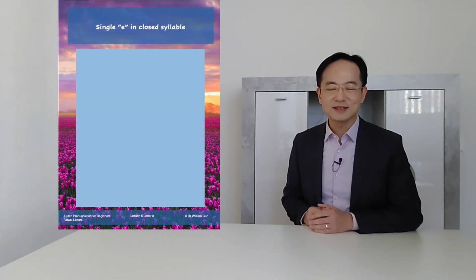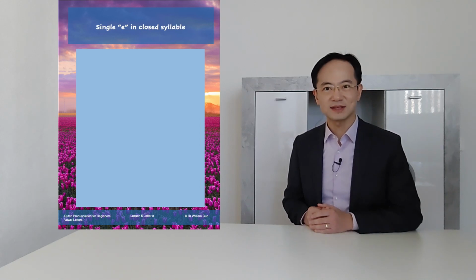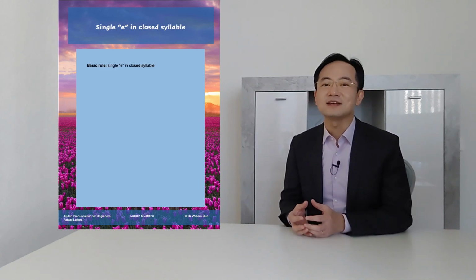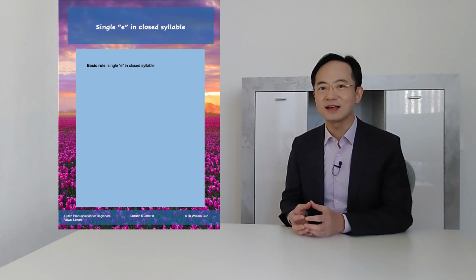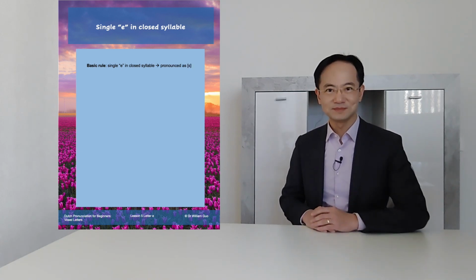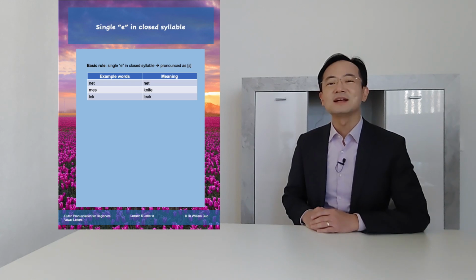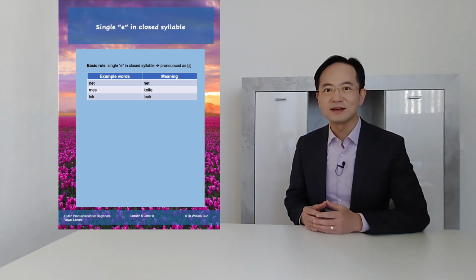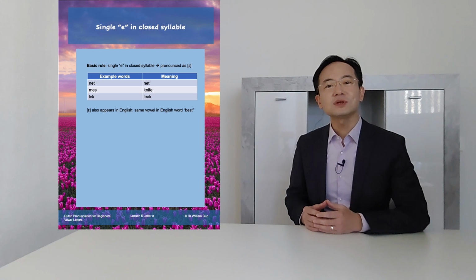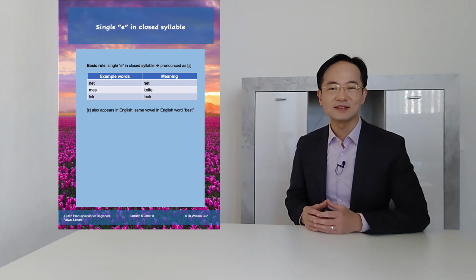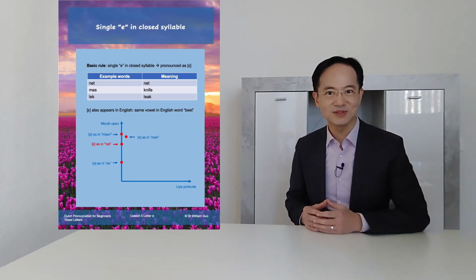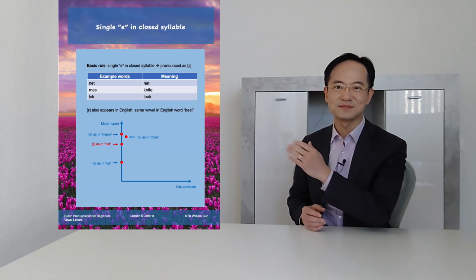The third rule is that if a single letter A appears in a closed syllable, it's usually pronounced as a short vowel E. For example, net, mes, lek. As you may have noticed, the vowel E also appears in English. It's the same vowel in the English word best. If we use a dot to represent the vowel eh in the diagram that I developed for this course, we can place it here.